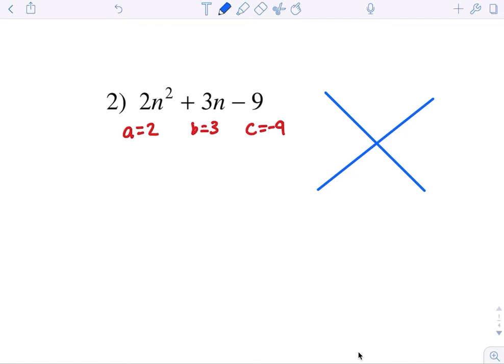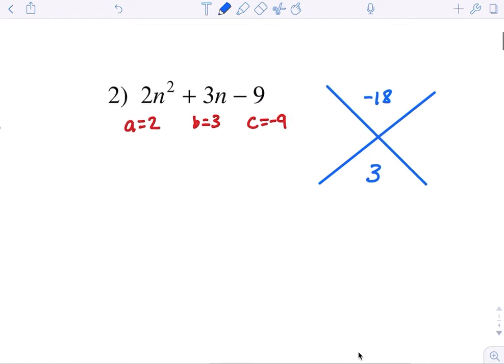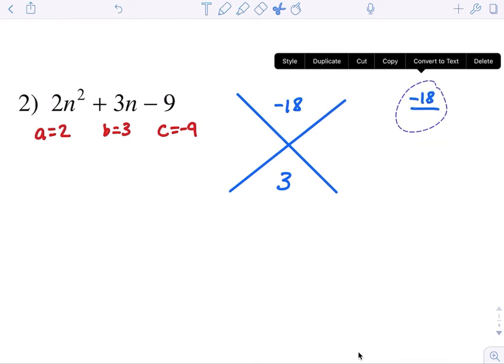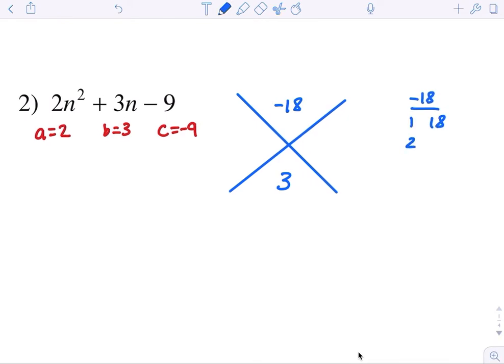So A times C is 2 times -9, which is -18. And on the bottom is your B value, which is going to be 3. Now, you have to think of factors of -18. I will put that over here. We have to think which of these factors is going to add up to give you 3. Well, I know it's -18, so that means one of them has to be positive and the other one has to be negative. So the only combination is a +6 and a -3.